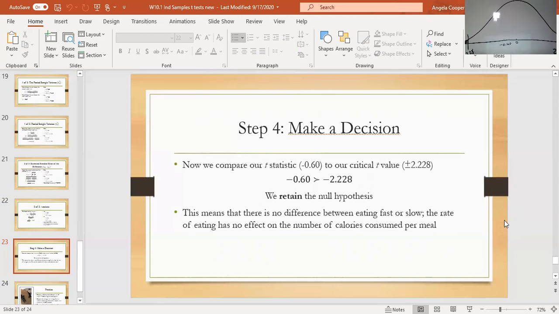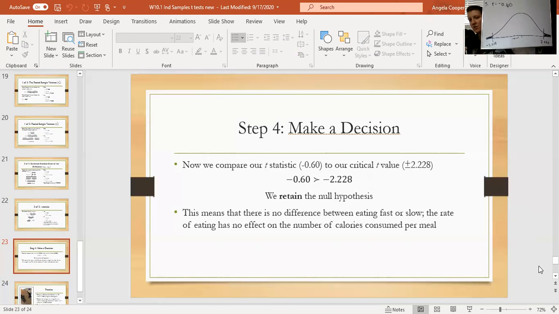I wrote 0 near the center, just to have an idea. And that negative 0.60, our t-statistic that we just calculated through our blood, sweat, and tears, is approximately where it would lie on this distribution. Now, that's not in the shaded region, is it? That's not where the significance region is.